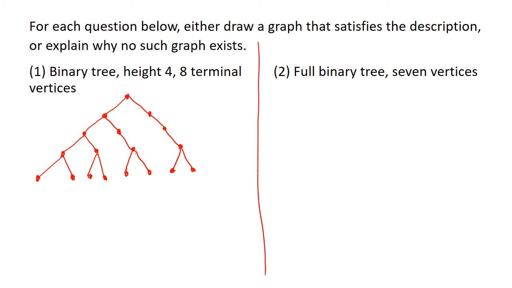So the second one is a full binary tree with 7 vertices. A full binary tree is a binary tree where every parent has exactly 2 children. So there are only really a few ways to draw it, and the only way they can be different is the height. Here is a full binary tree of height 1, and then a full binary tree of height 2 would look like this, and I think that already takes me to 7 vertices right there. So that is that one.